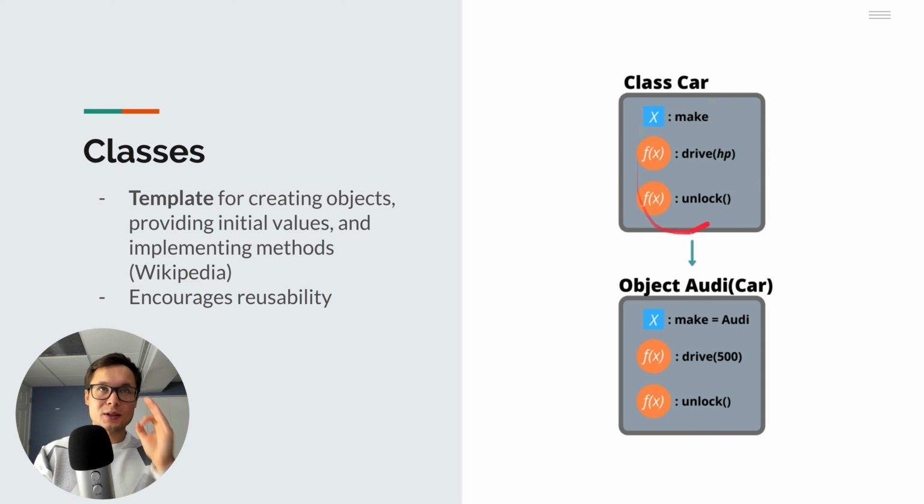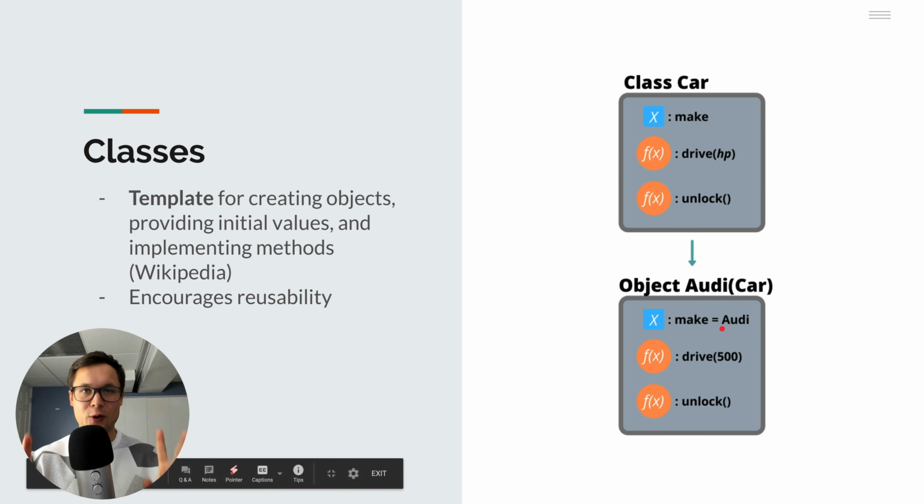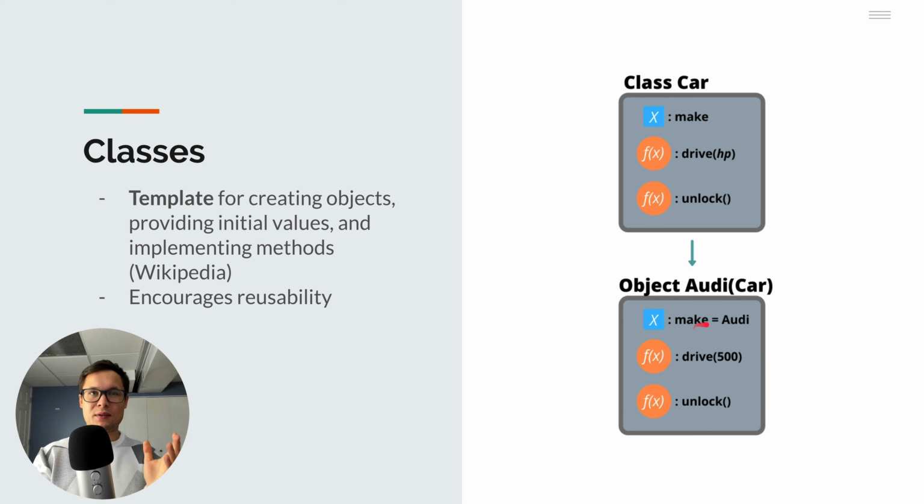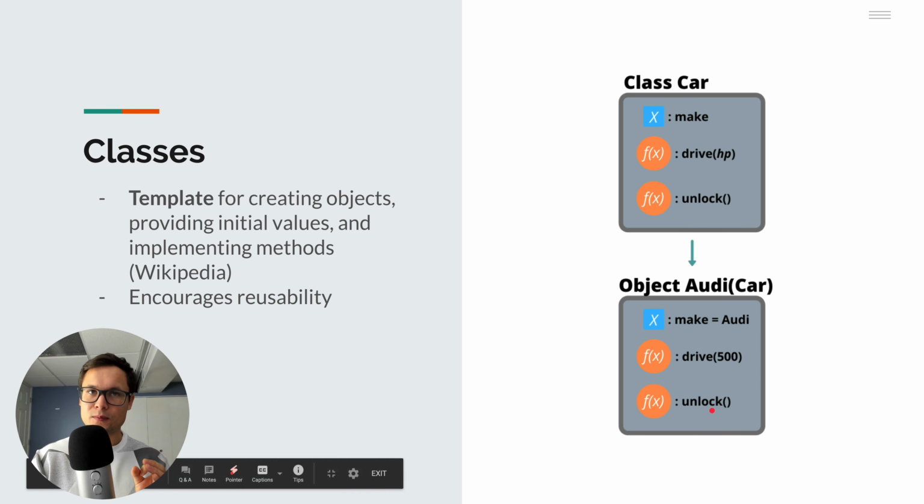But then from this class, this template, we create an object called an Audi. Yes, an Audi car, right? And so obviously now this object contains the following. It contains the make, but now it has the value Audi. Now it has the function drive as well, because remember that was taken from the class. And now we input the value 500 because it has 500 horsepower, which is crazy, which is a lot of horsepower, and it still has the same unlock function.